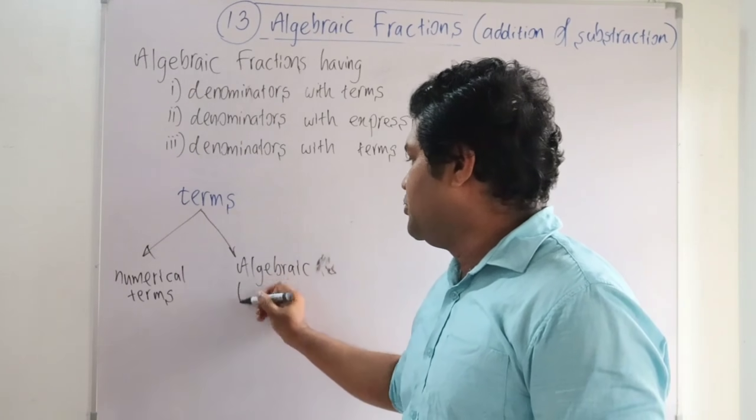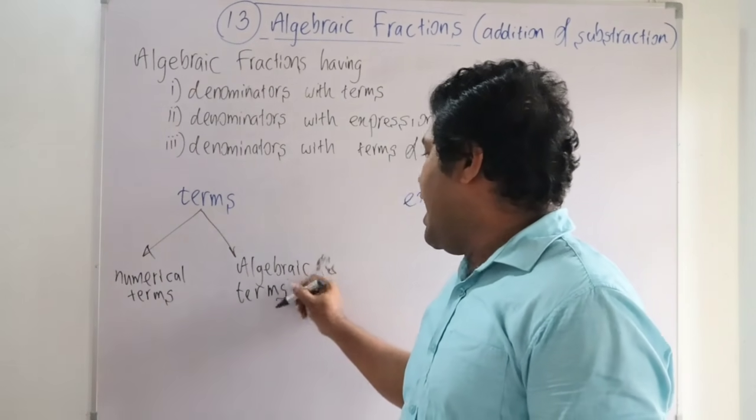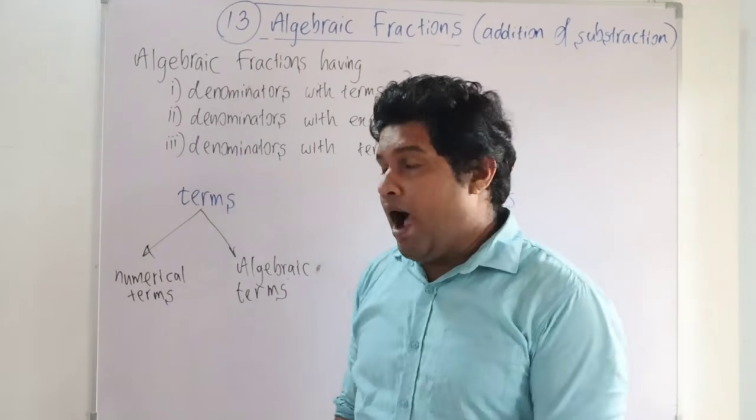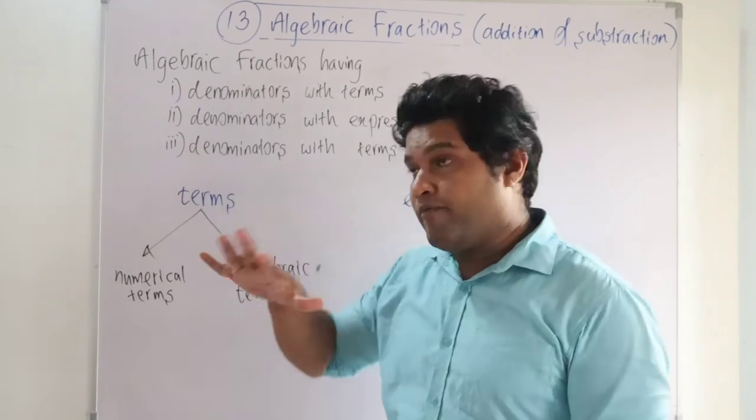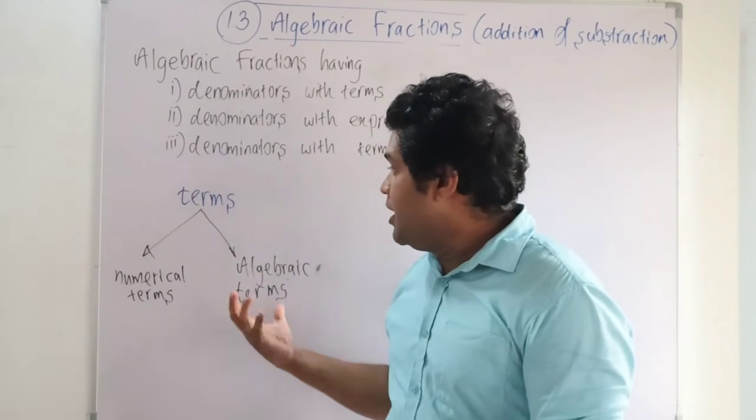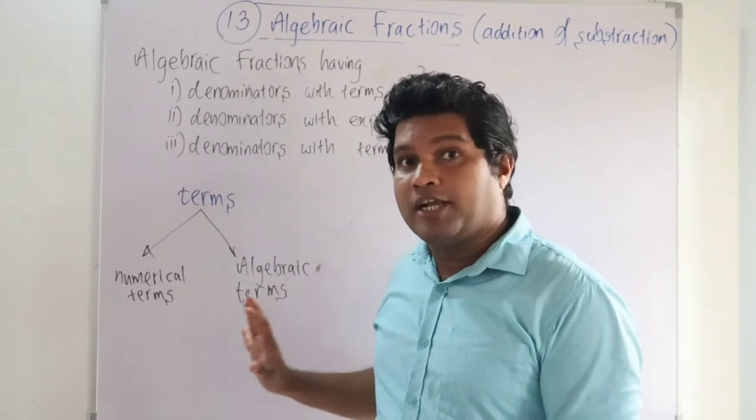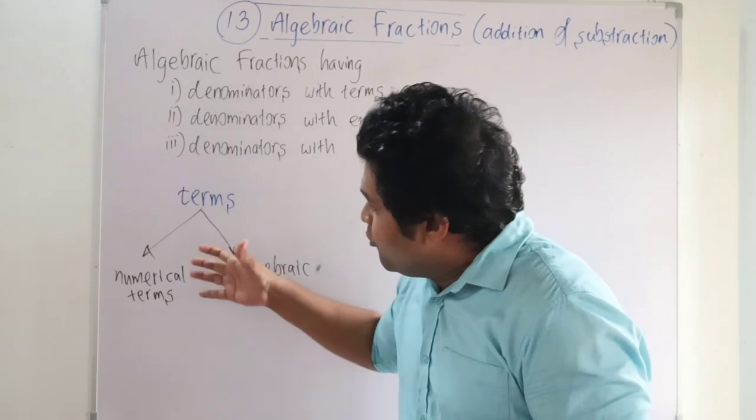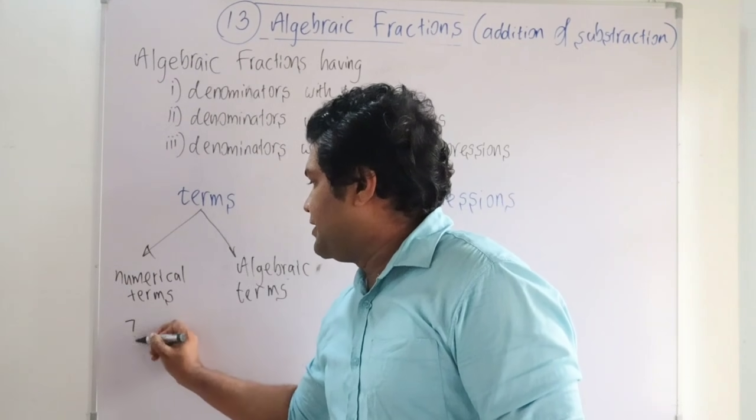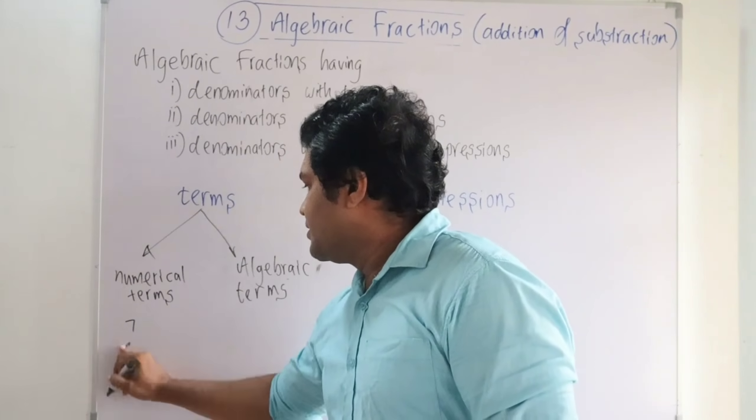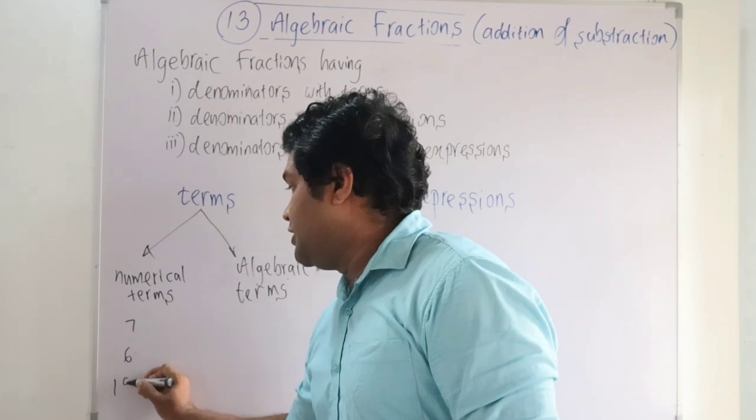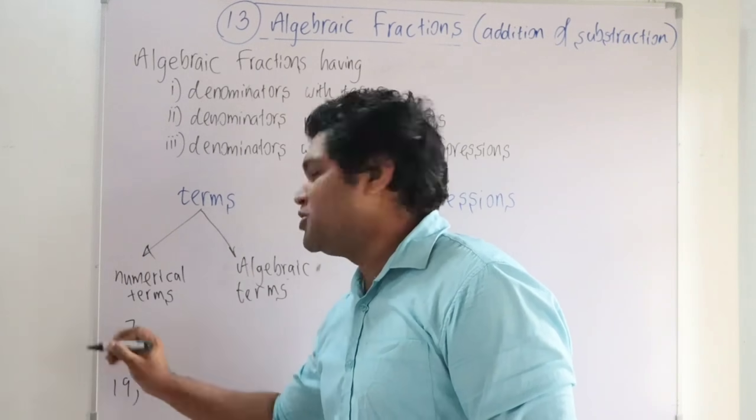I am now giving you the basic knowledge regarding algebraic fractions before we do the standard type of problems. I am teaching you algebraic fractions from A to Z after this introduction, so you have to wait until I finish it. Now, numerical terms, you know: 7, 8, 6, 90. These are the numerical terms, no doubt.